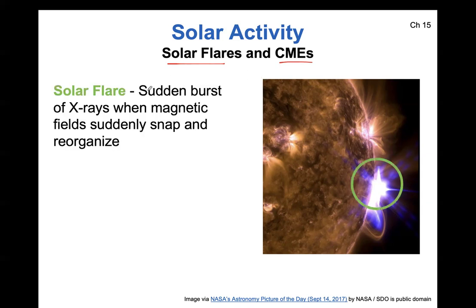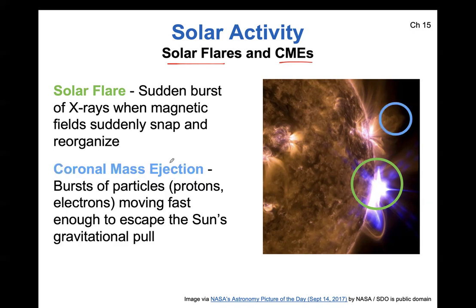So a solar flare is a sudden burst of X-rays when a magnetic field suddenly snaps and reorganizes. So it's a dramatic and sudden release of X-rays. Lots of high energy light makes for a bright spot on the surface of the sun. And of course, those X-rays then stream out into the solar system.